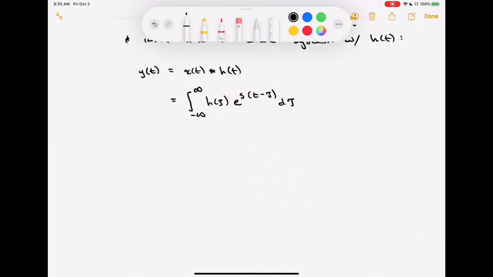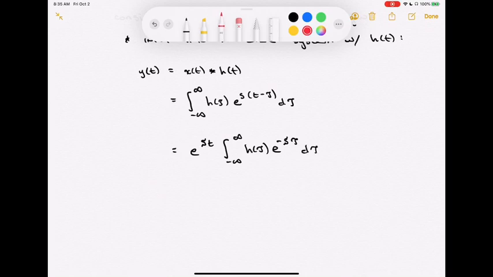I'm going to do a little simplification on that exponential. I have an exponential of a sum. I can break that into a product of two exponentials. One of them, e to the st, not being a function of the variable of integration, can be brought outside. So I'm going to get an e to the st, and then an integral from minus infinity to infinity, h of tau, and then that other side of the exponential, e to the minus s tau d tau.